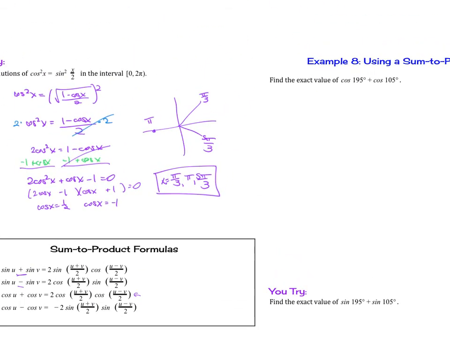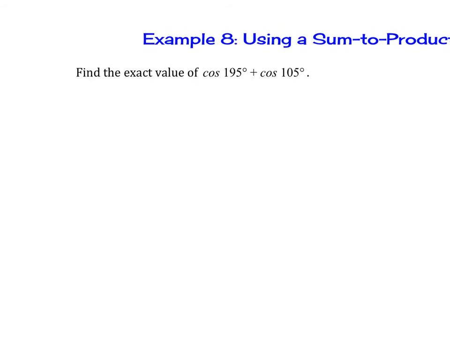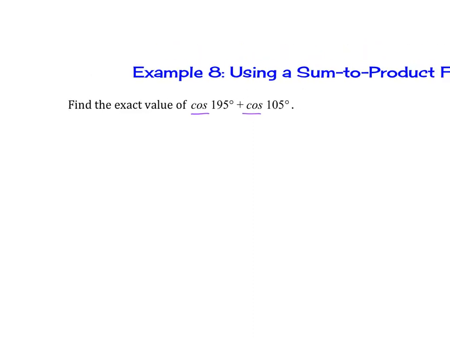So find the exact value of cosine of 195 degrees plus cosine of 105 degrees. So we're looking at cosine plus cosine. So we're looking at the formula cosine of u plus cosine of v equals 2 cosine of u plus v all over 2 times cosine of u minus v all over 2. So we're just plugging in what we have.